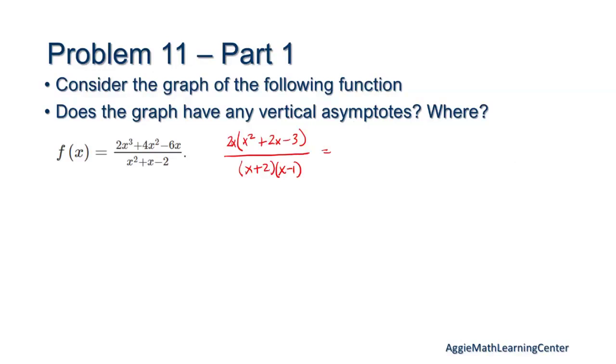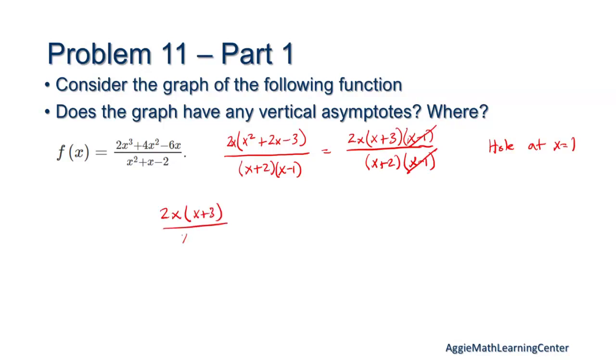This reduces, or we can factor further to be 2x, x plus 3, x minus 1. And then our denominator stays the same: x plus 2, x minus 1. And we notice here we have another factor that can reduce to 1. So we have a hole at x equals 1. And our reduced form is 2x, x plus 3, over x plus 2.